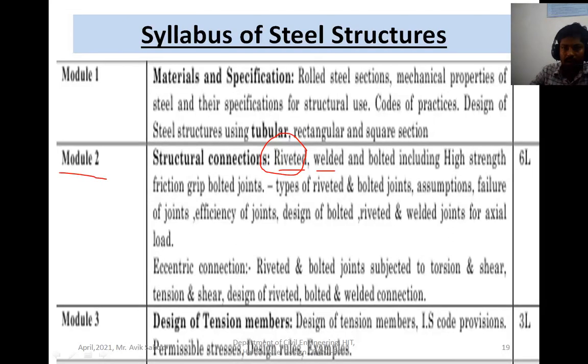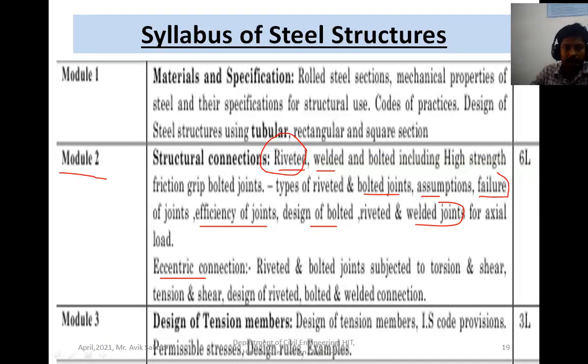And the different types of bolted joints, the assumptions, and how the failures take place. How the joints fail, and accordingly we design. So how we increase the efficiency of joints, and how we design the bolt and the welding joint for axial load.